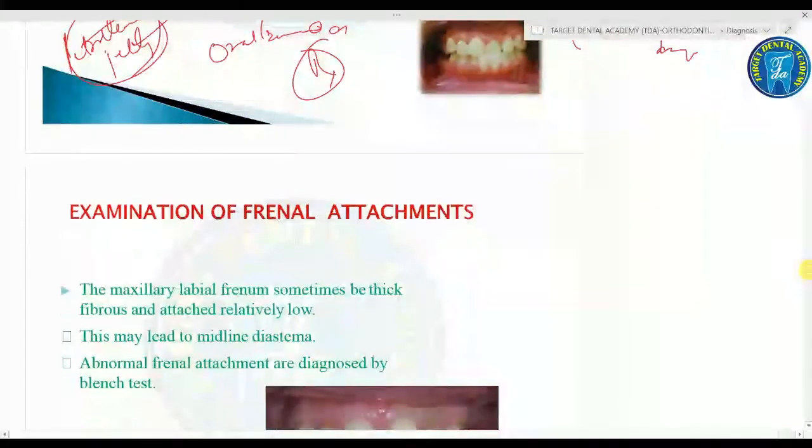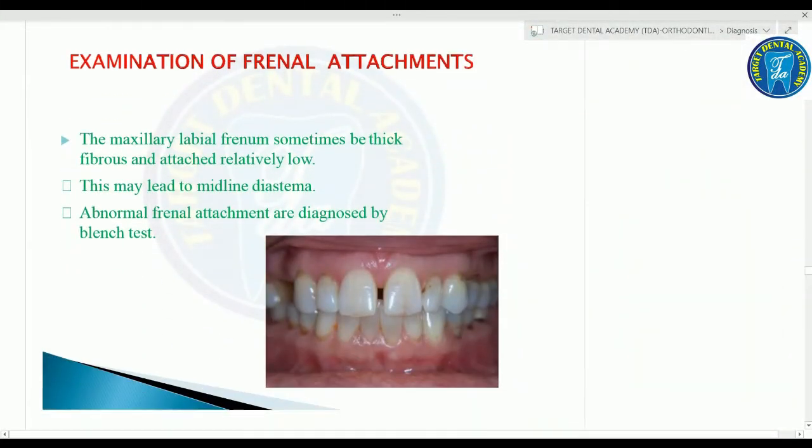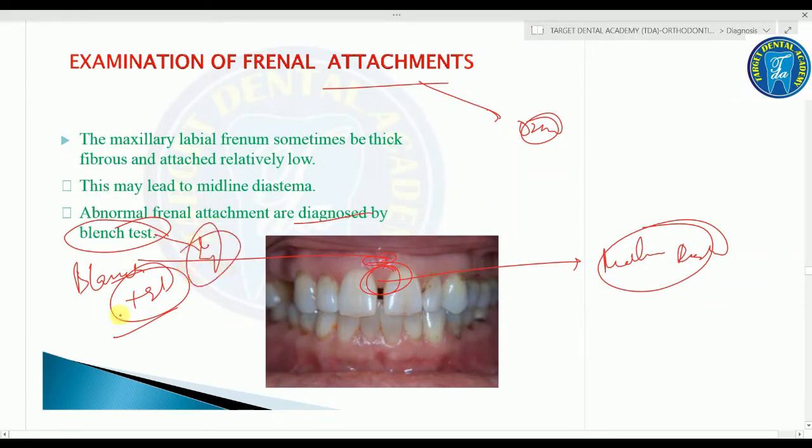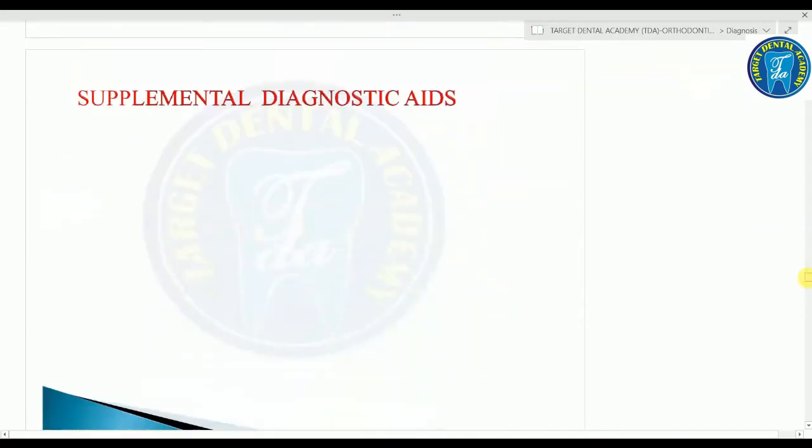Right? So next is the examination of the frenal attachment. Very important in the ortho diagnosis. Why? Because a high frenal attachment can cause the midline diastema. And you can check for the midline diastema by the Blanch test. Fine. So abnormal frenal attachments are particularly diagnosed with the help of the Blanch test. Important.